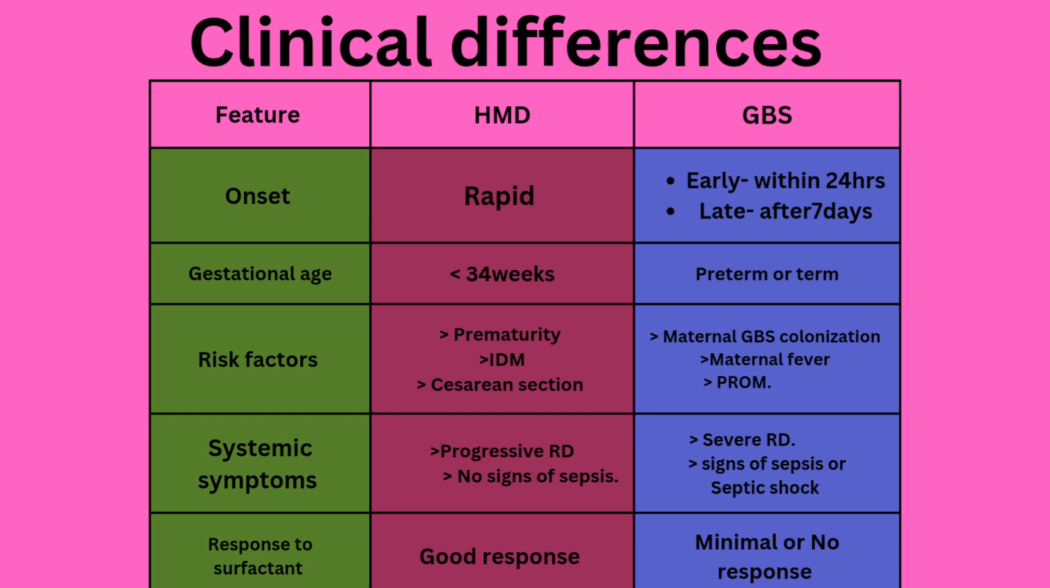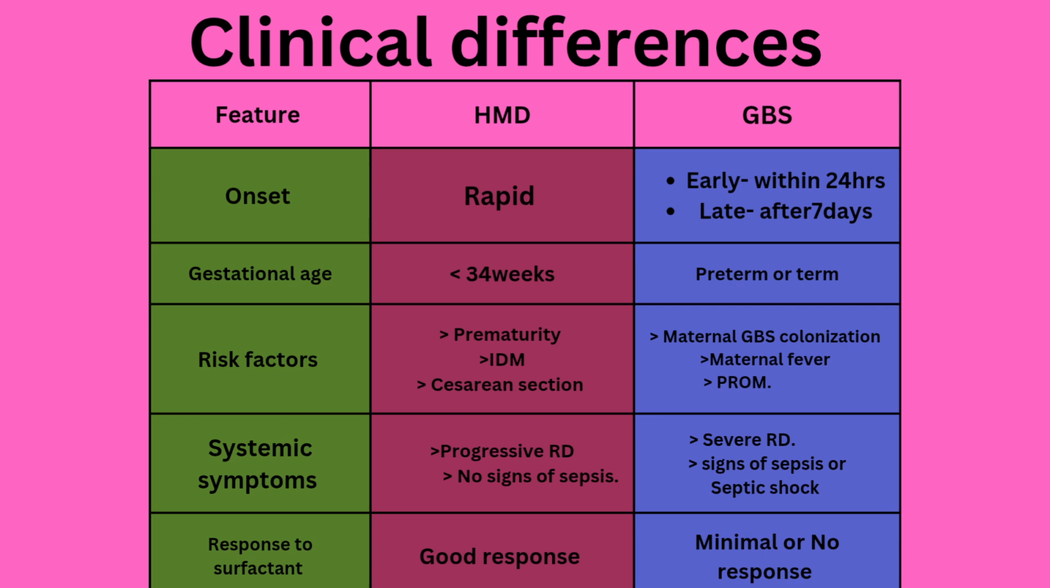So the first thing we're going to look at is the clinical differentiation. So let's first look at the onset at which symptoms are presenting, the onset of their respiratory distress. If you're looking at HMD, an HMD patient will be in respiratory distress immediately after birth, so within minutes after birth. Whereas a GBS pneumonia, it will depend on whether we are dealing with an early onset GBS, which usually presents within the first 24 hours of life, or a late onset GBS, which usually presents after 7 days of life. So that's the difference between the onset at which they present with their respiratory distress.